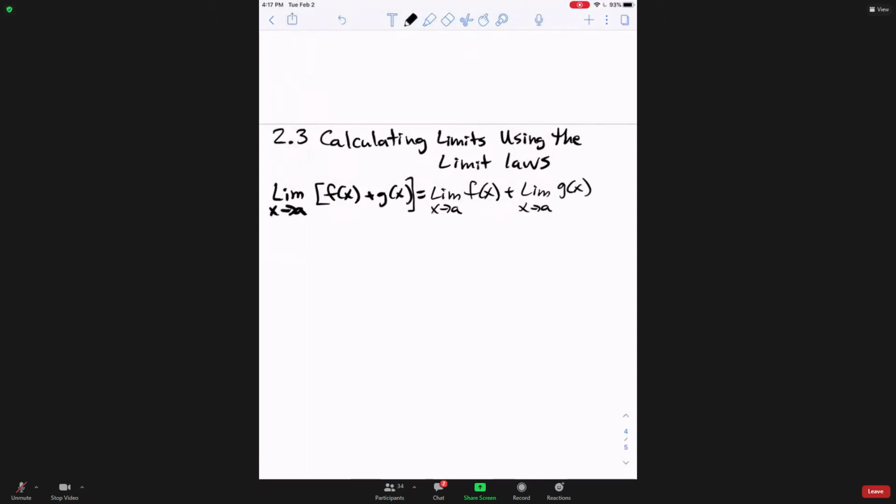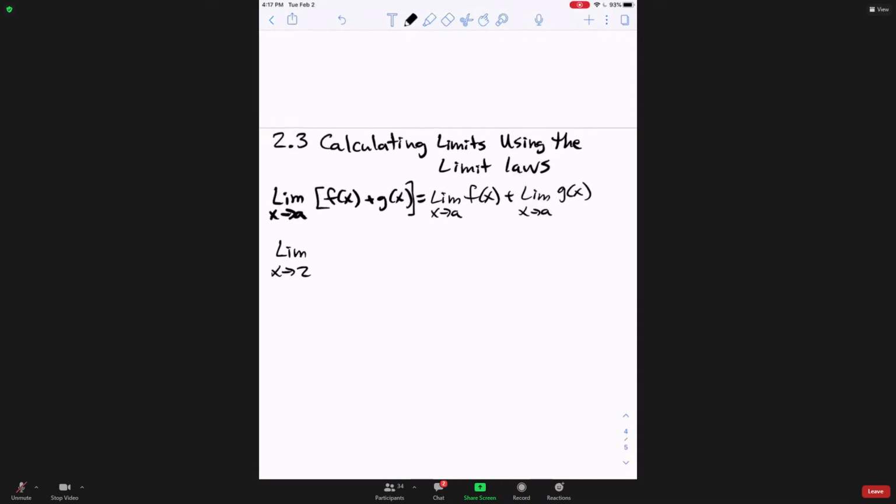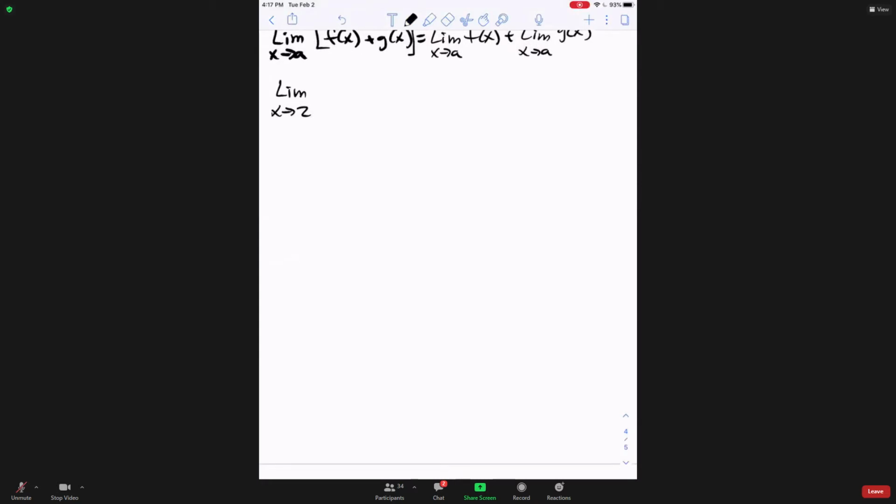Okay. Now, for example, I mean, this is pretty basic, but let's say you got limit as x approaches 2. I apologize if I'm going a little too slow. This is a learning curve for me here.